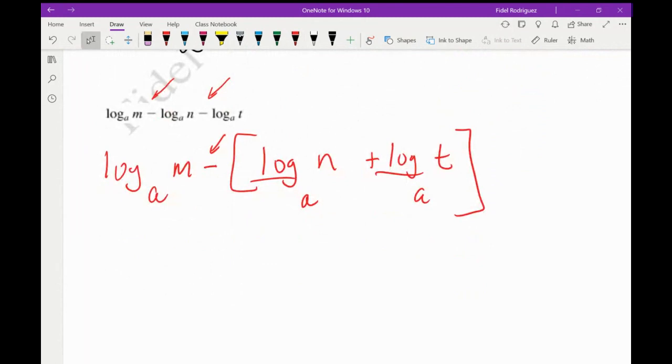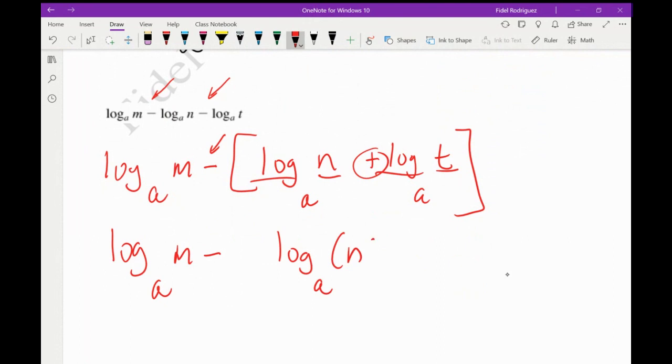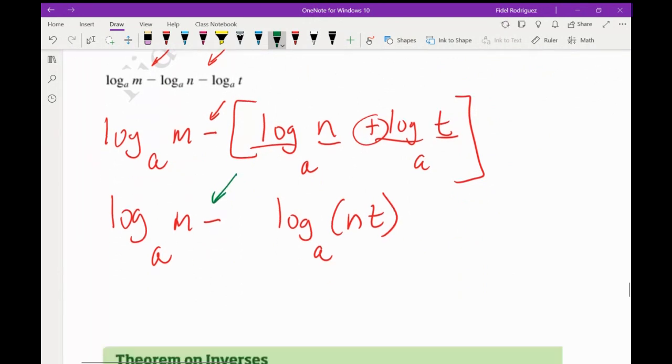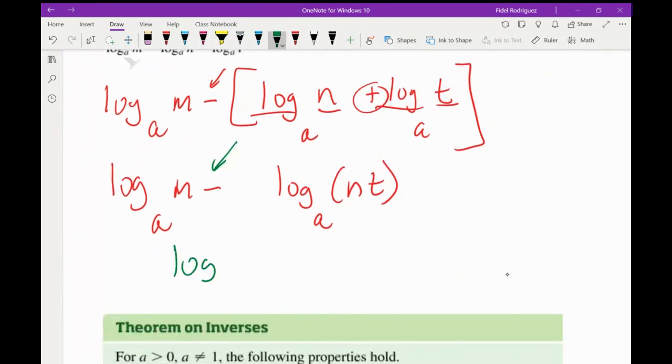Okay. Now, the reason why I want to do that is because I know that when I'm adding them together, that means that these two are being multiplied. Okay? And now I can say, well, look, when I'm subtracting, what does subtracting mean? Subtracting means that we are now dividing the whole thing out. And we are done. Okay.